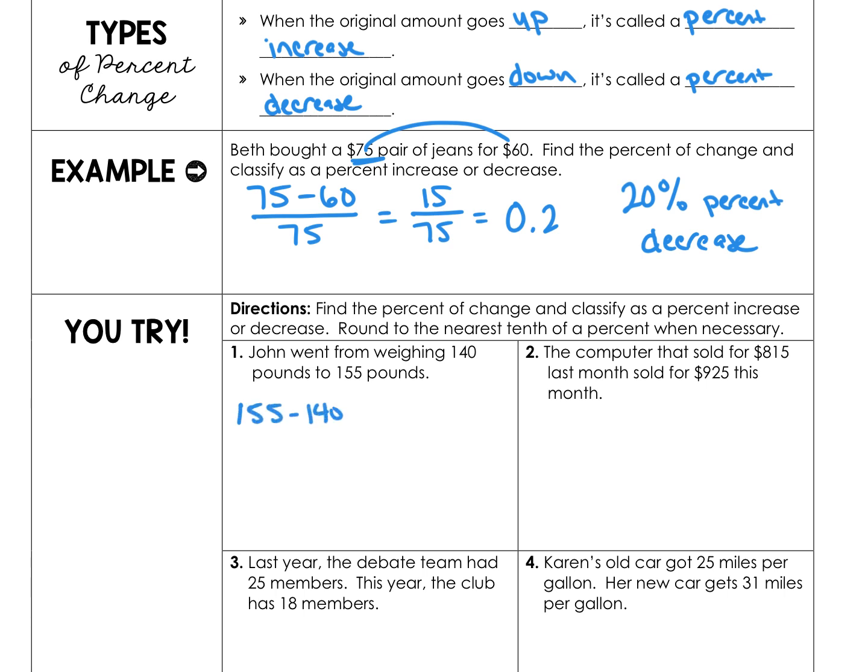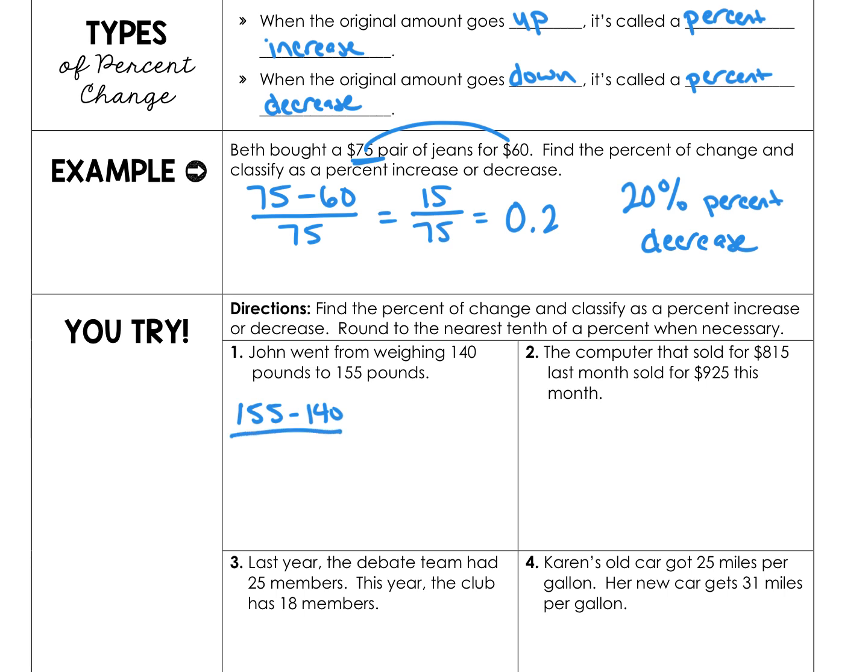Now, technically, if you want to subtract, you could always do new minus old. I tend to just always work with the bigger number minus the smaller, because sometimes you'll end up with a negative number, which just typically means it's a percent decrease. But sometimes I think it's easier just to always set it up as the bigger minus the smaller, and then recognize if it's a percent increase or decrease later on.